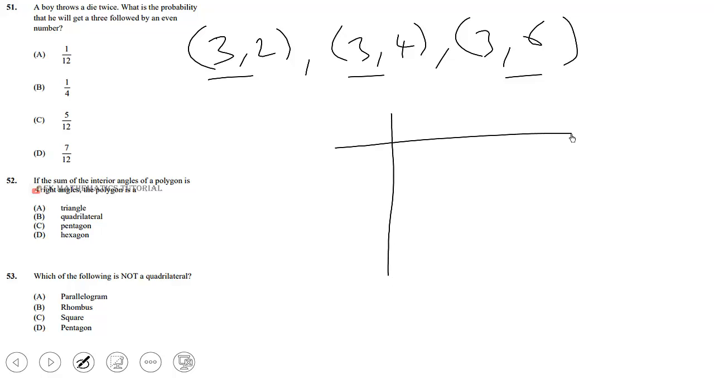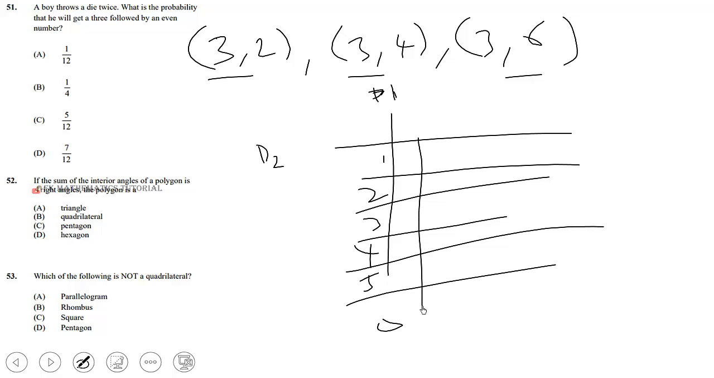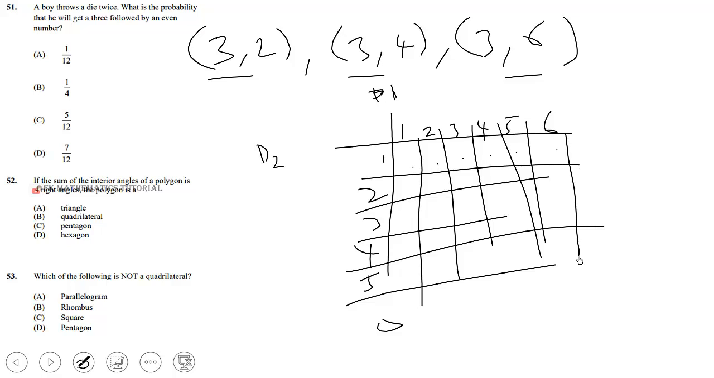And all the possibilities we have, so we have die 1 here, die 2 here. So 1, 2, 3, 4, 5, 6. Then we have die 1 to 1, 2, 3, 4, 5, 6. So we have 6 by 6 possible outcomes. And that will give us 36 outcomes.